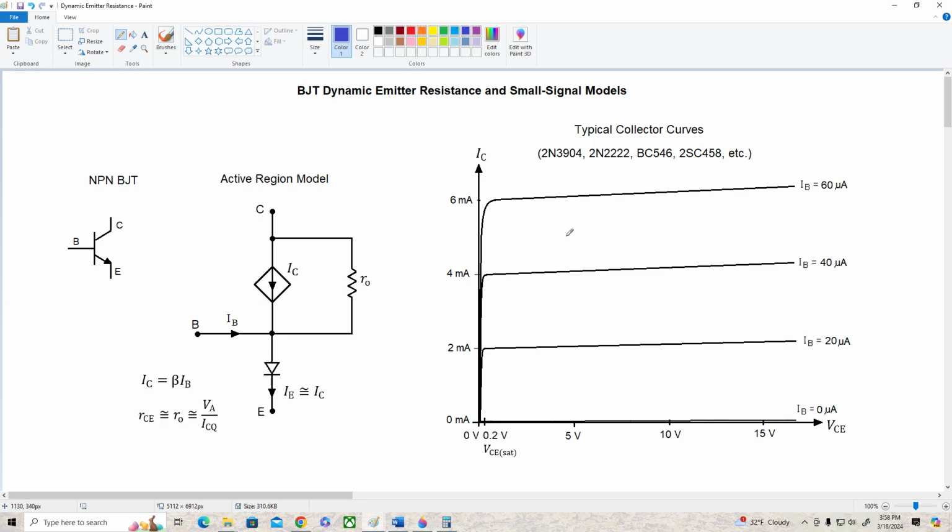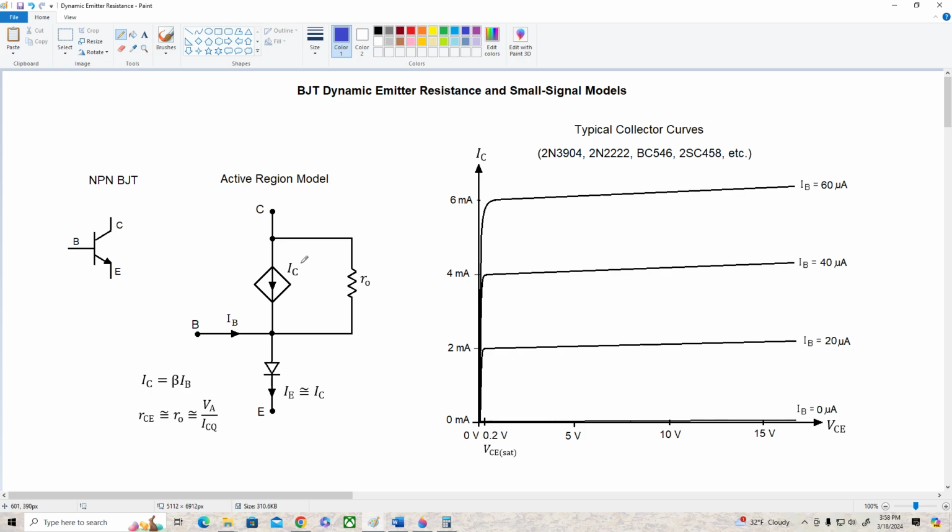Remember, there were three regions of operation. If our Q point was located down on this bottom curve where IB equals 0, the transistor is in cutoff. If the Q point happens to be located somewhere on the vertical portions of these curves, the transistor is in saturation. And if the Q point's located anywhere else in the first quadrant, we're in the active region.